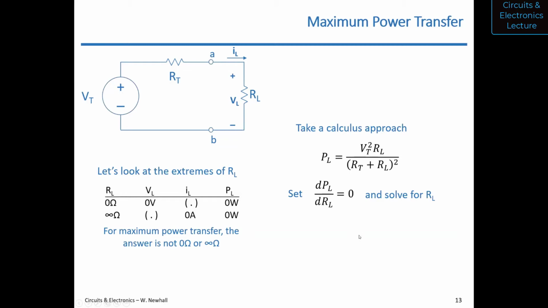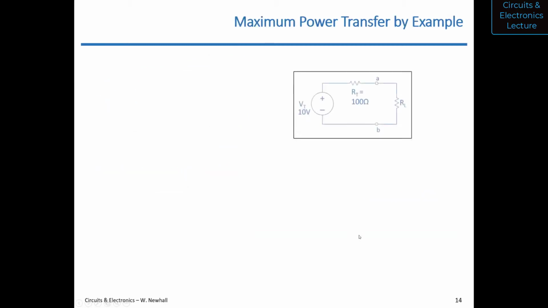Let's take an example circuit. I have a 10-volt source with a 100 ohm resistor. That's my Thevenin equivalent, my realistic source on the left. On the right, I have RL, the load resistance. I want to figure out what value in ohms, 10 ohms, 300 ohms, what value does that have to be to get maximum power transfer from the left side of the terminals to the right side of the terminals.